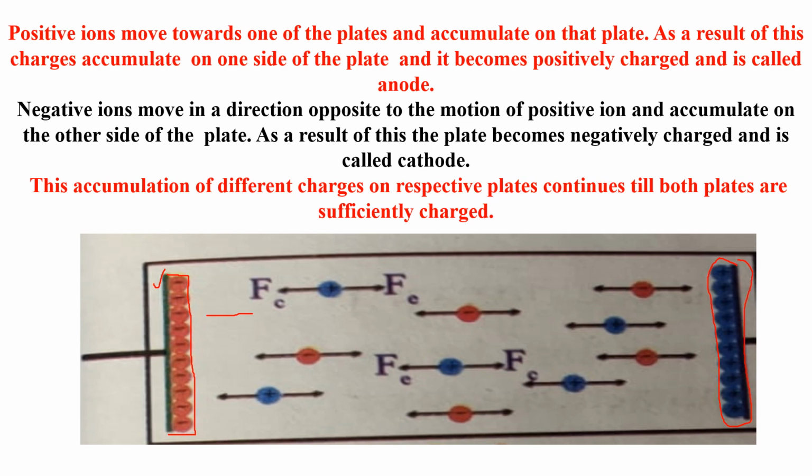This accumulation of different charges on respective plates continues till both the plates are sufficiently charged. For example, if the plate is charged only till here, it won't stop. It will come till the end. Till both the plates are completely charged, this accumulation of different charges on respective plates continues.